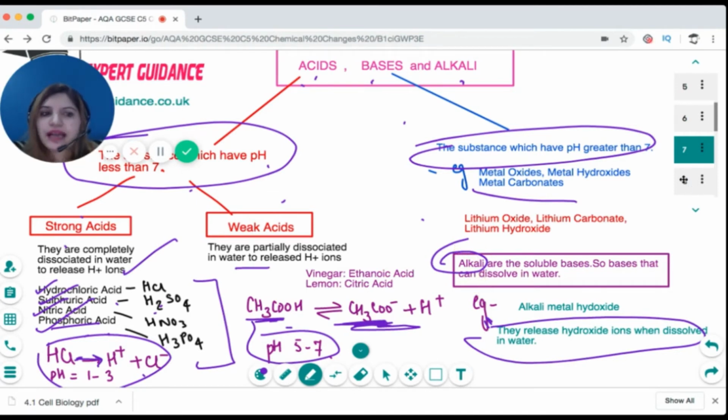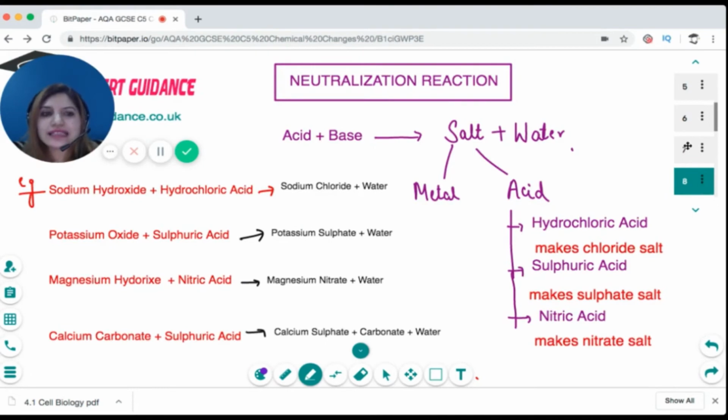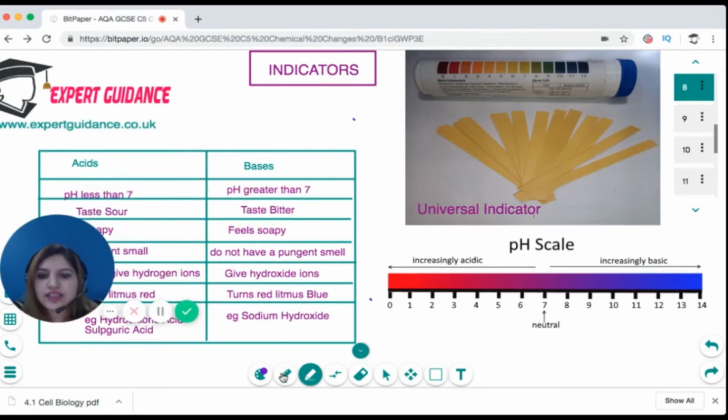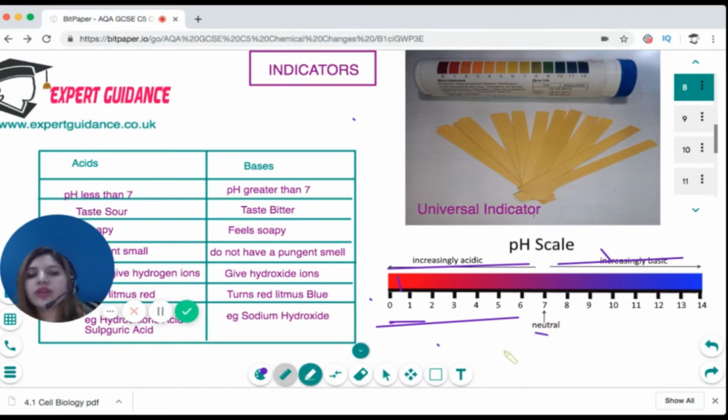Okay, now how would you distinguish between acids and bases? To distinguish between acids and bases, we use something called indicators. Indicators could be a pH meter or the pH probe, which will give you the pH reading. If the pH is between 0 and 6, it is acidic. As the pH decreases, acidity increases. As the pH increases, basicity increases. 7 is neutral, which is pure water or your salt.